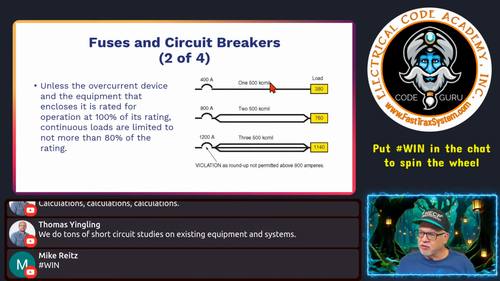This conductor here is a 500 kcmils, good for 380 amps. So the load is 380 amps. Using the next size up rule, because this does not exceed 800 amps, and assuming you follow all of the rules that are in 240.4(B), okay?